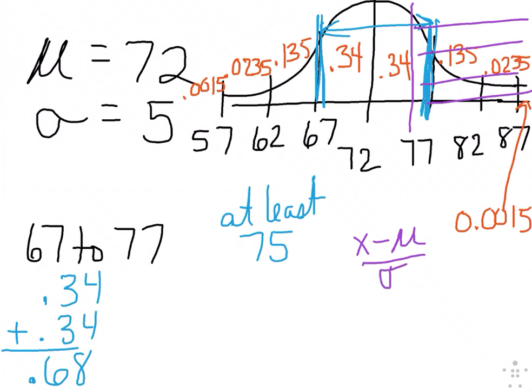The x is the number that you're searching for. So what number are we looking for? 75. Minus, what's the mean? 72. Divided by the standard deviation, which was? 5. And they give those numbers to you, so it's not like you have to go searching for them. What's 75 minus 72? 3. What's 3 divided by 5?